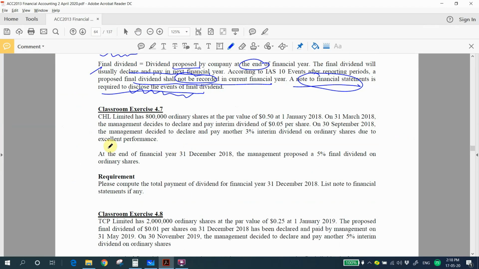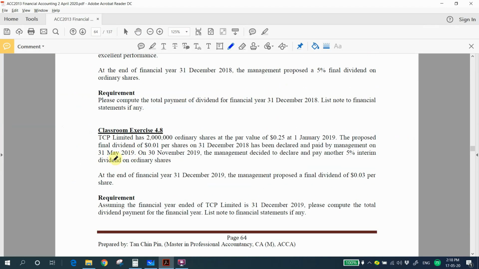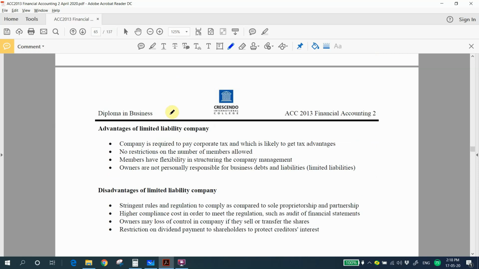And for 4.8, we will discuss in the live section. And last, advantages of limited liability company. Company is required to pay corporate tax and which is likely to get tax advantages. No restriction on the numbers of members. Members have flexibility in structuring the company management. Owners are not personally responsible for the debts and liability. So we call limited liabilities.